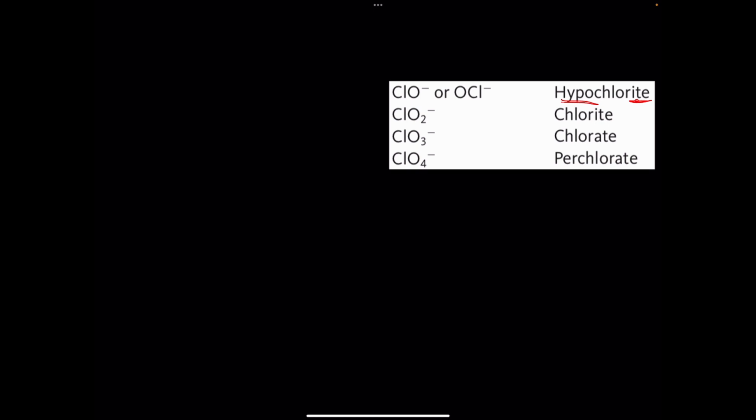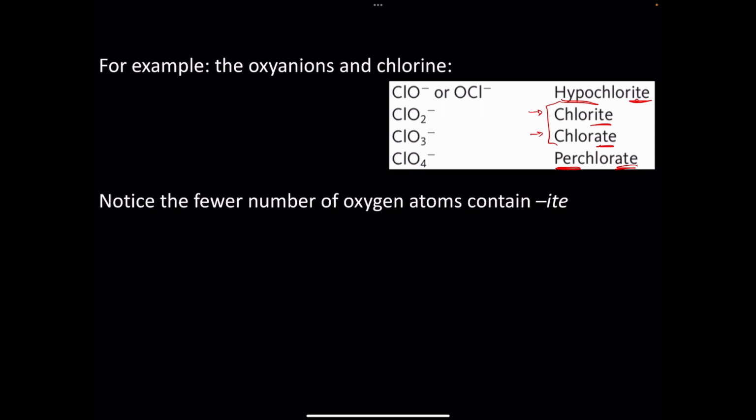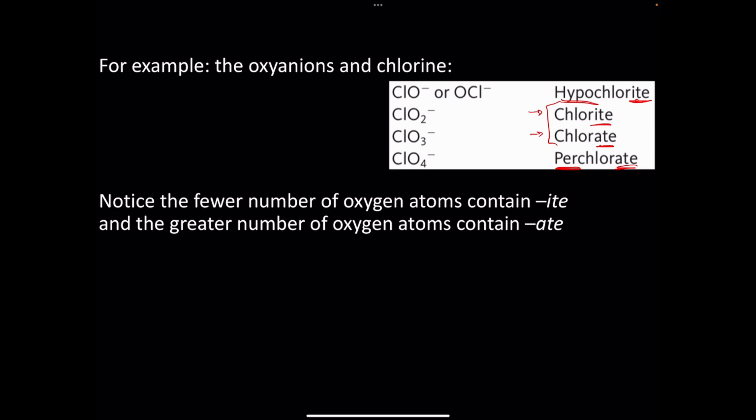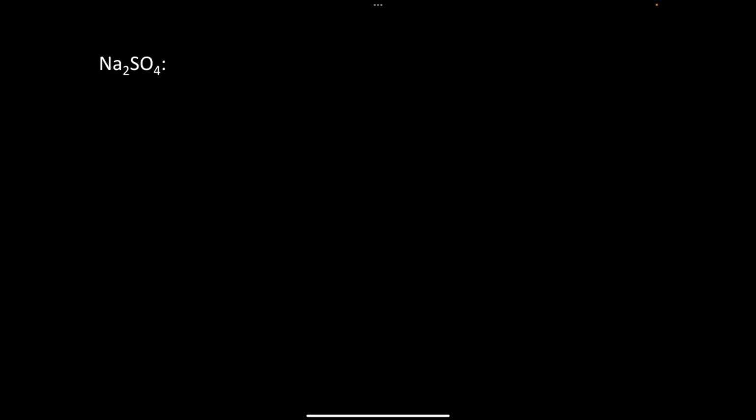Now, for the second one in this series, it's just ite, so we still obey that rule. Third one is ate. So think about these in terms of, this is like the fewer of the middle, this is the more greater of the middle. And then finally we get another prefix, per, which means more, and ate. So you can see those right there. Both of the oxygens with the fewer number contain ite, both of them with the greater number contain ate.